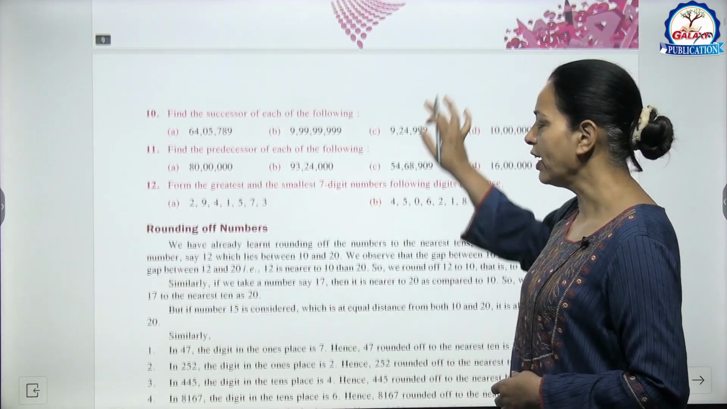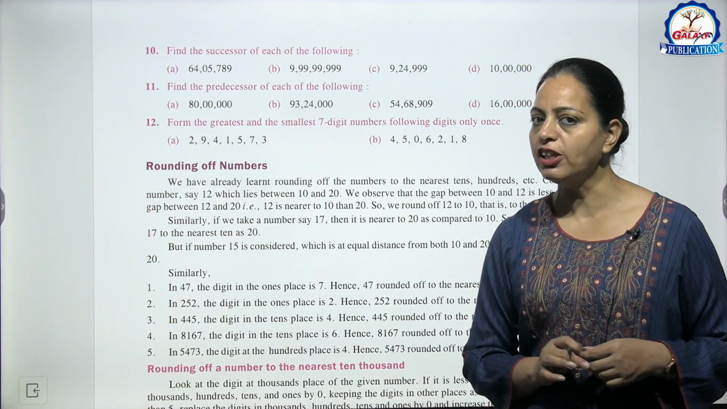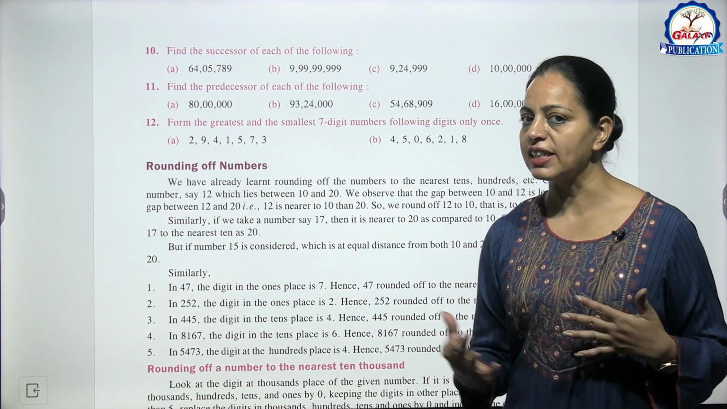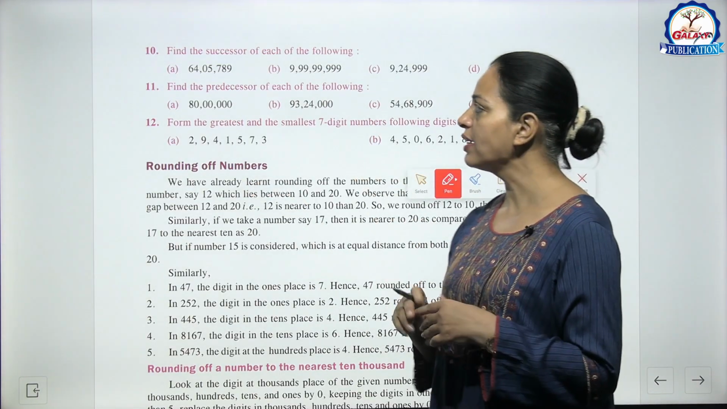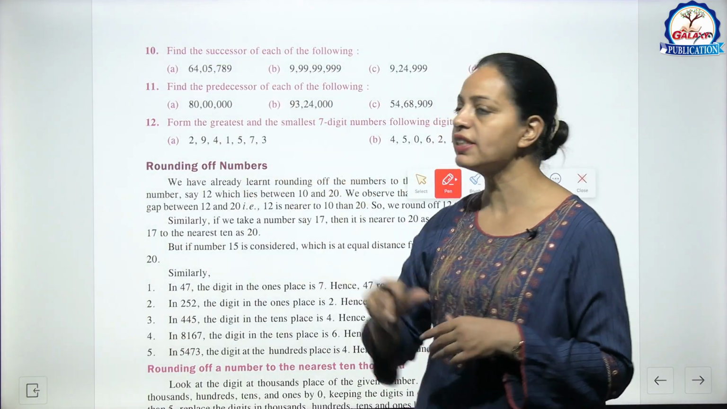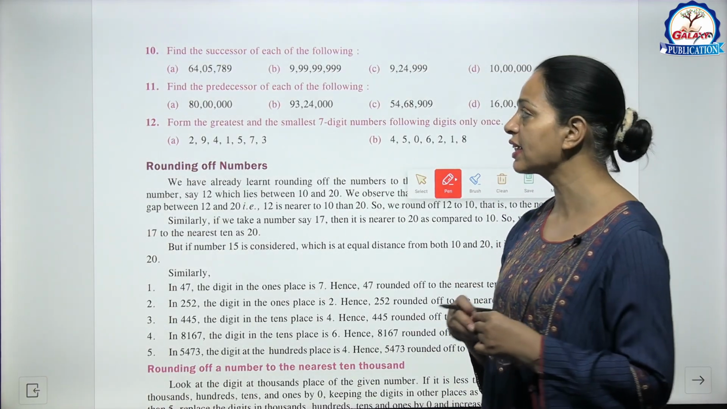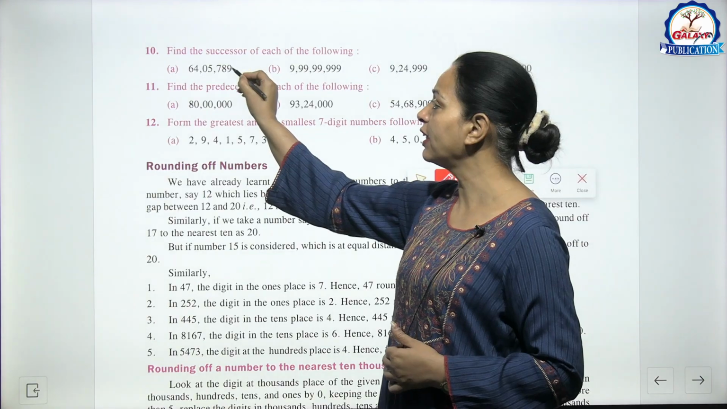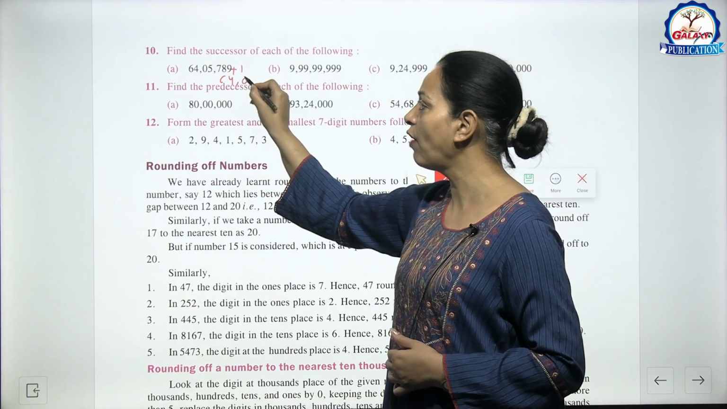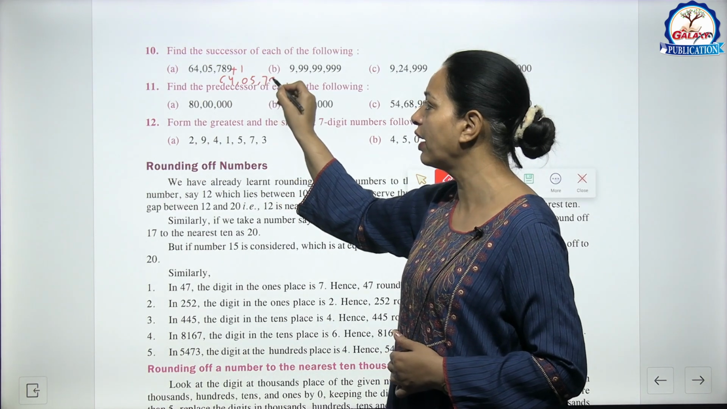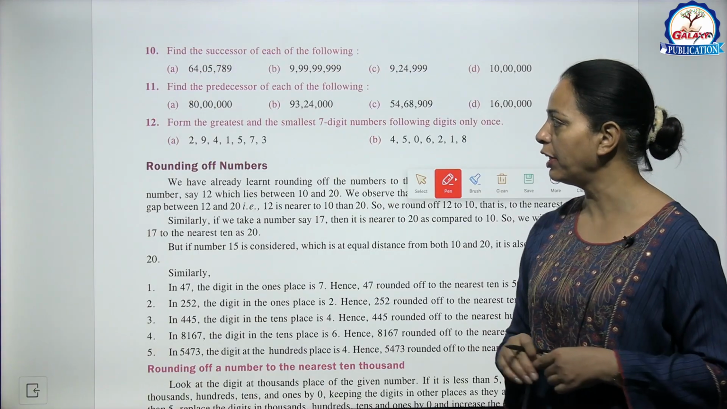Now come to the next, like the 10th question. Find the successor of each of the following. So successor means next number, plus 1. A part: 64,05,789. How can we find its successor? So what will we do? We will add 1 to it. So 64,05,790. Okay. Similarly, you can try the remaining parts.